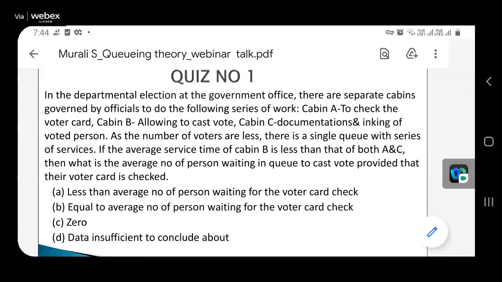Next, your service. As it is a departmental election, there is nothing like them picking someone randomly and asking you to vote. You will have one queue and you will go through the process. Here you should remember one thing. I told you about the frameworks, such as the single server queuing system, where there will be only one server. Does this quiz question belong to that? Please think. In a single server system there is only one server, but here there is not just one server.